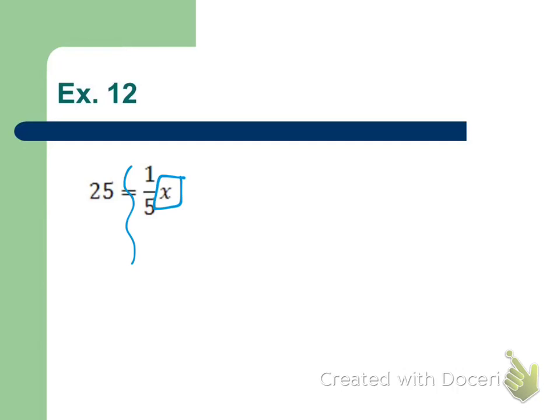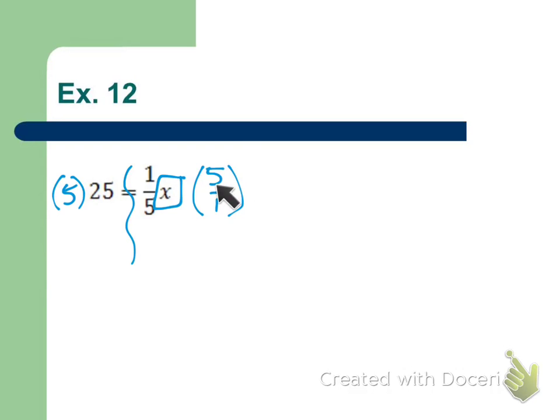Lexi, what should I do next? The reciprocal of 1/5 would be what? 5 over 1. So I'm multiplying this side by 5 over 1. Multiplying this side by 5 over 1. Or just 5. Right? 5 over 1 and 5 are the same thing.